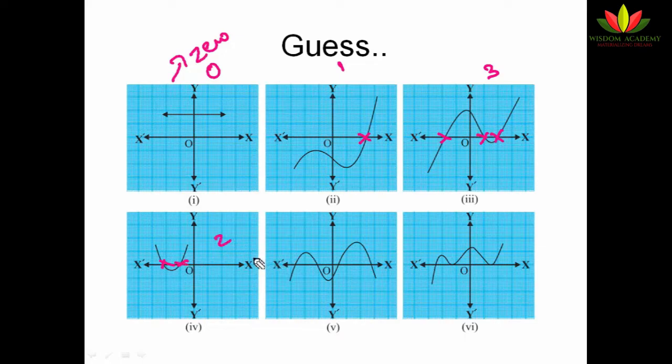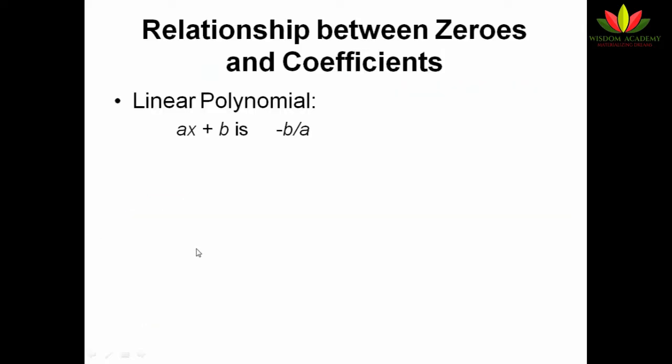So the number of zeros is 2, and here it touched 4 times, and here it touched 3 times. So like this we can note the number of zeros of a polynomial. Geometrically we can say it like this. Okay. So next we are going to see the relationship between zeros and coefficients.